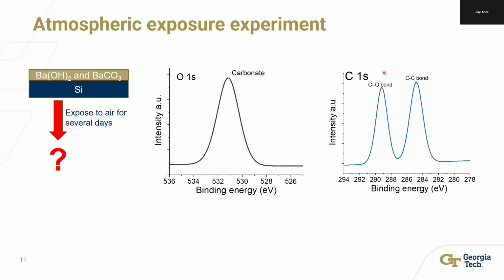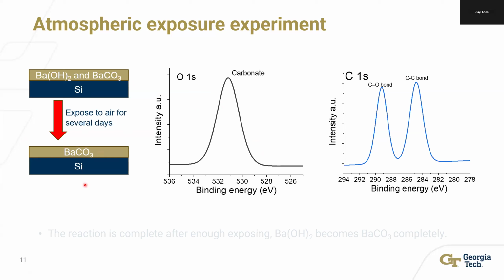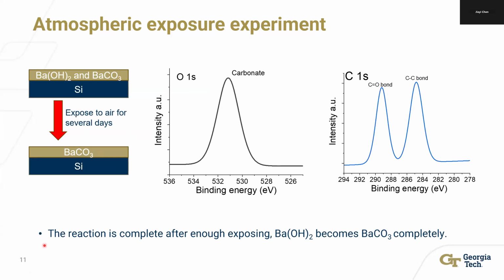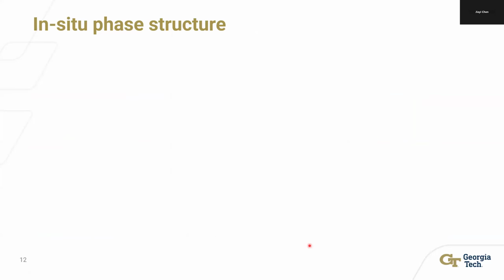And when I look at the carbon 1s spectrum, I still see the carbonate peak and the carbon-carbon residual peak. So it turns out that after exposing this sample to air for enough time, it becomes barium carbonate completely. So we conclude that the reaction is complete after enough exposure to air, and the barium hydroxide becomes barium carbonate completely.